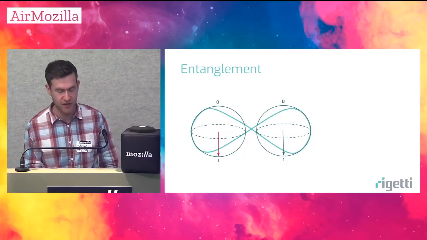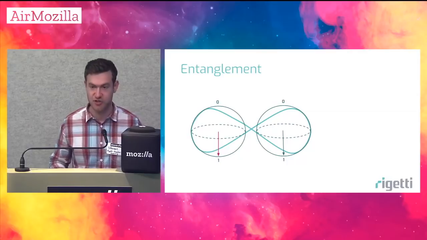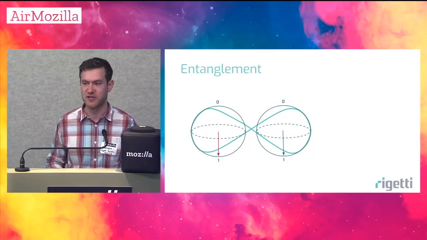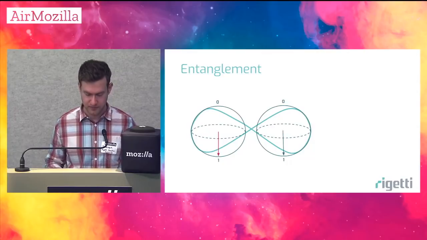So entanglement is a strange phenomenon wherein qubits become associated with each other in a special way. And the only way you can fully understand a quantum mechanical system is to understand it as a whole, not at the individual qubit level.